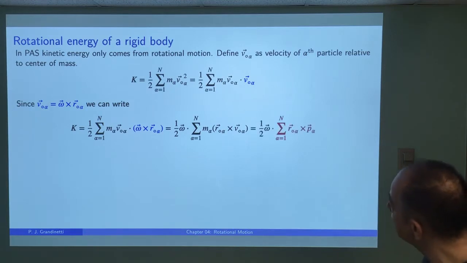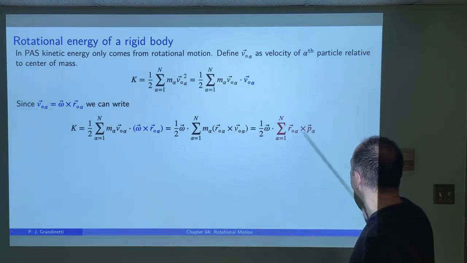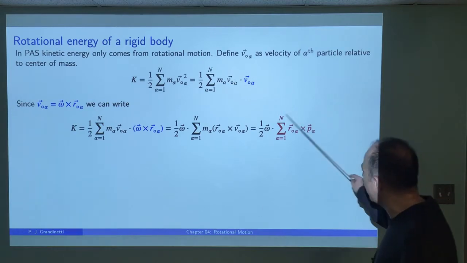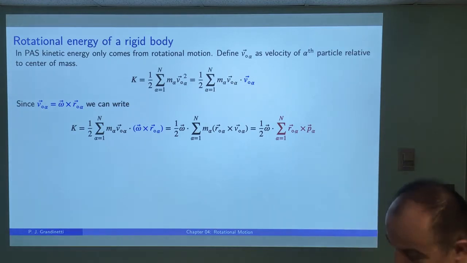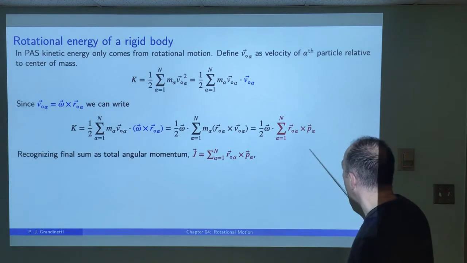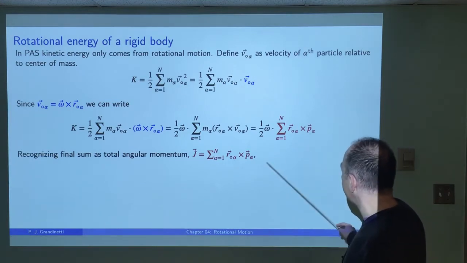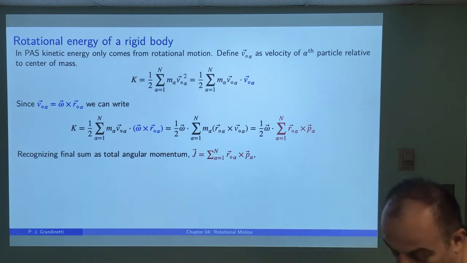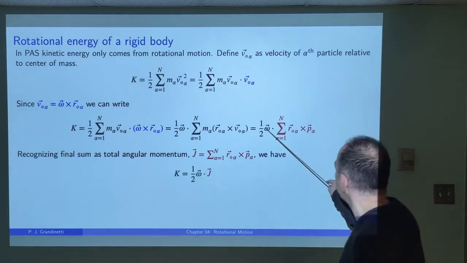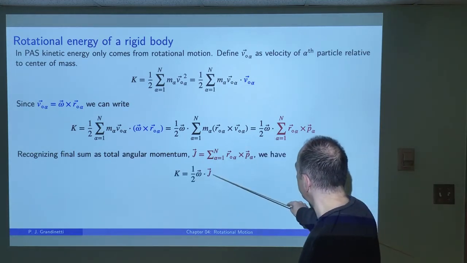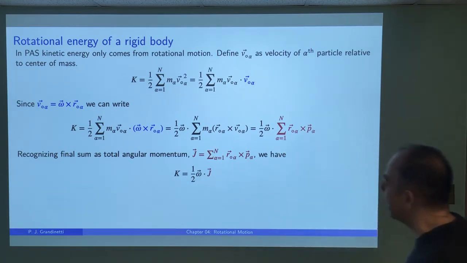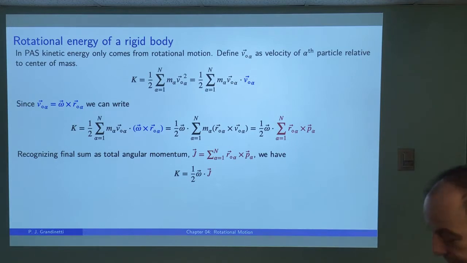Bringing that mass over next to the velocity vector, that becomes the linear momentum vector, and now we recognize this sum as the sum over all the individual particle angular momenta, which is the total angular momentum here. So now we can turn this part here into the J angular momentum vector, and the kinetic energy becomes 1/2 omega dot J. Okay, let's keep going with this though.